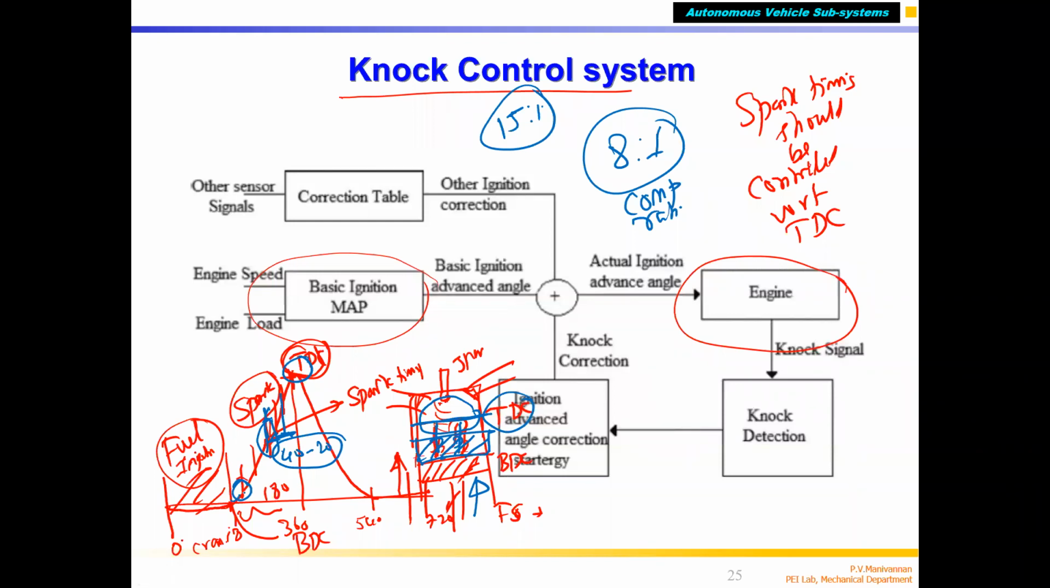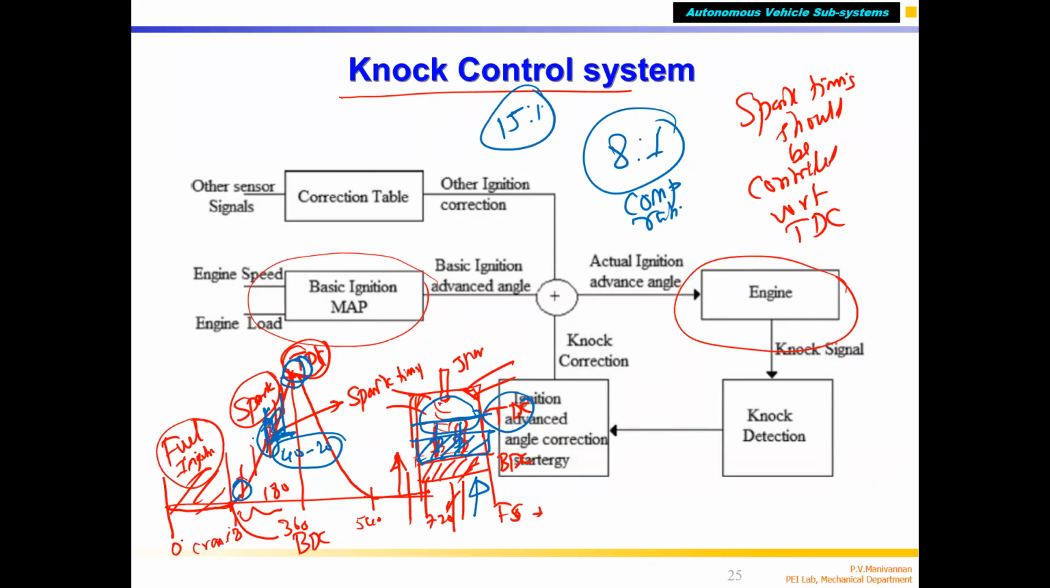Optimal spark timing is not at the beginning of the compression stroke. It is not during the end of the compression stroke. You should give something around 30, just before the TDC, correct? In the compression stroke, maybe 30 degree before, 35 degree, 40 degree, or 20 degree. So this is called the best timing.